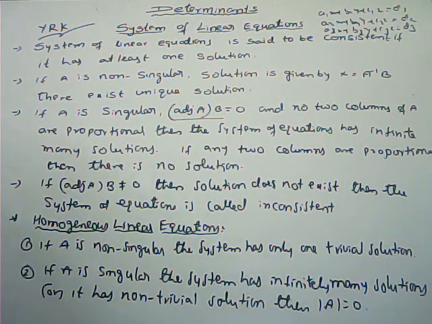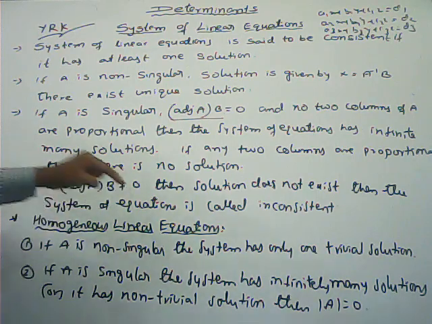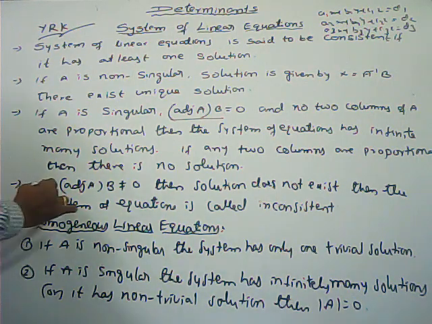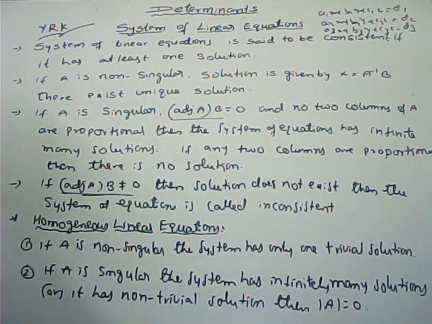Next, if adjoint of A into B is not equal to 0, then the solution doesn't exist, and the system of equations is called inconsistent.